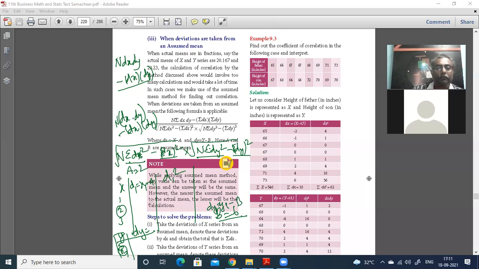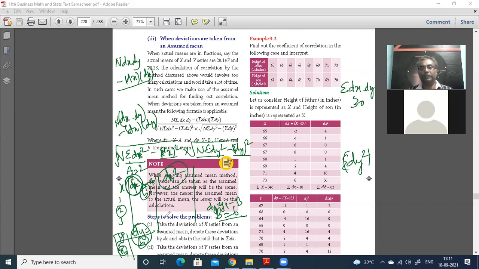Okay, then what you do? You take sigma dy, then sigma dx you can take, then sigma dx squared you can calculate, then sigma dy squared you can calculate. Only one thing is left. What is left? Sigma of d of x into d of y. So that column you have to calculate. This is d of x column. Suppose you get value 5 here, d of y column you get 6 here. Then 5 into 6, which is 30, you have to put into sigma dx dy. Like that. This is the way you have to do.